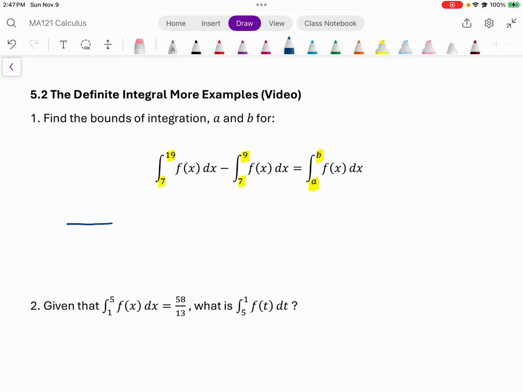All right, so if you think about this on a number line, you're going from 7 to 19. So this is the x-axis, right? And we're going to take away from 7 to 9. Okay, so that means this portion is gone, and we're only going from here to get the area. So that means we're going from 9 to 19. So that means A would be 9 and B would be 19.